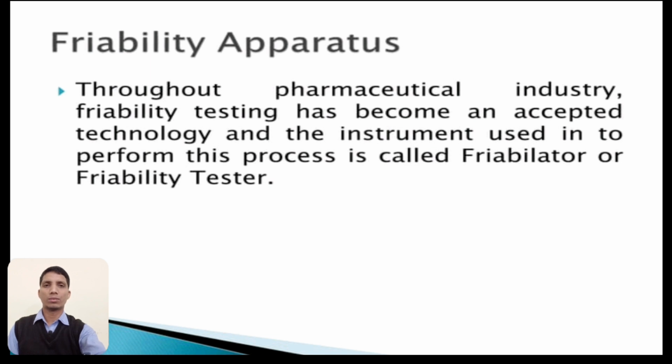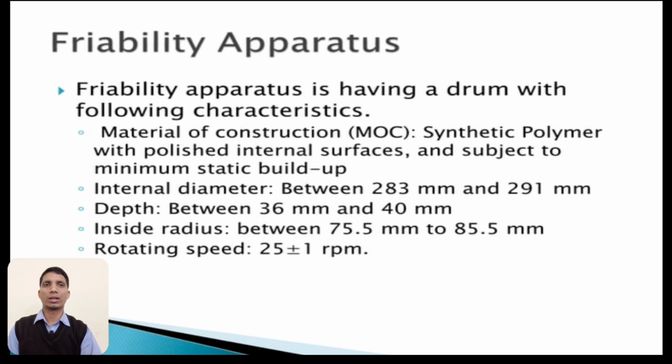There are two types of friability apparatus in the market, single drum and two drums. These are some characteristics of the friability apparatus. The apparatus has a drum with the following characteristics. The material of construction is a synthetic polymer, and the drum has a polished internal surface and is transparent, so the tablets inside are visible during rotation, and it is subject to minimum static build-up.